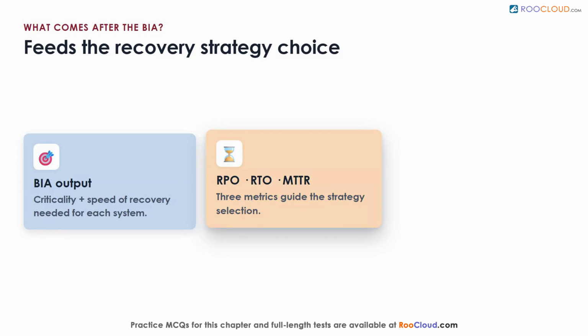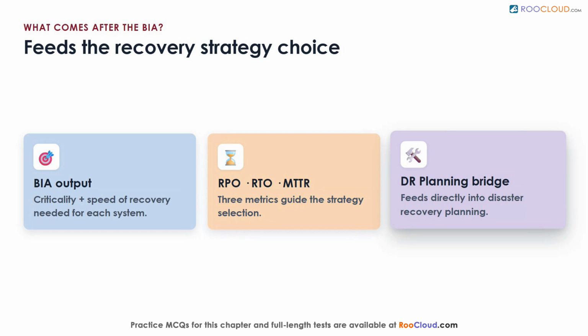Where does the analysis lead next? It feeds your choice of recovery strategy. Once you know what is critical and how fast it must return, you pick alternatives. 3 metrics guide that choice: the recovery point objective, the recovery time objective, and the mean time to repair. Those become your bridge into disaster recovery planning.